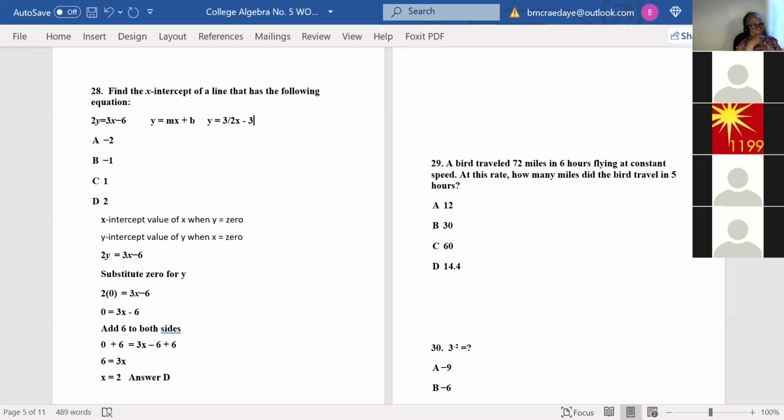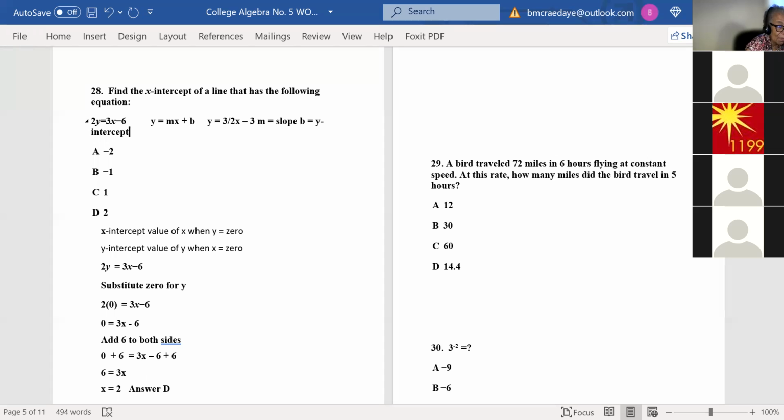What is the y-intercept? 3 over 2x. No, m is the slope, remember? M equals slope. B equals y-intercept. Right? So m, the slope, would be 3 over 2. The y-intercept would be minus 6. I'm sorry, minus 3, right here. That's the y-intercept.